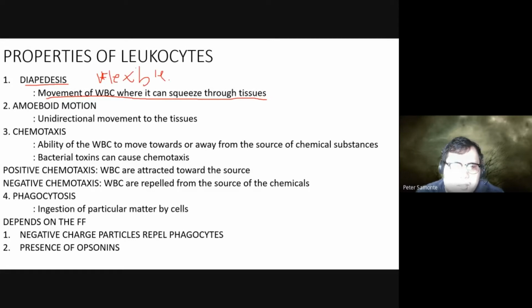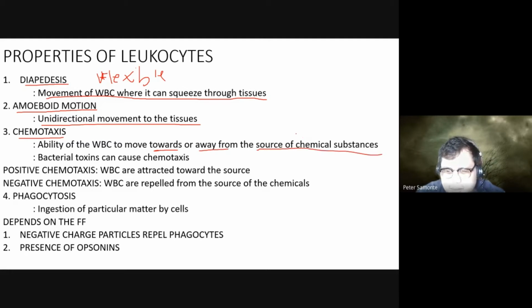They would often move from the tissue and to the circulating peripheral blood. Then they have an amoeboid motion. This is a unidirectional movement to the tissues. And one of the best capabilities of your WBCs is your chemotaxis, which is the ability of the WBC to move towards or away from the source of chemical substances.